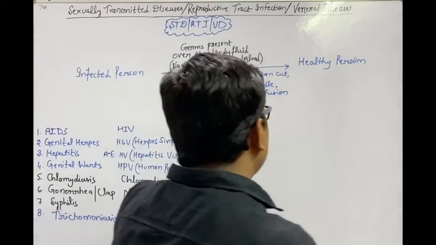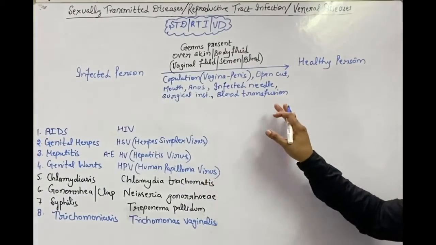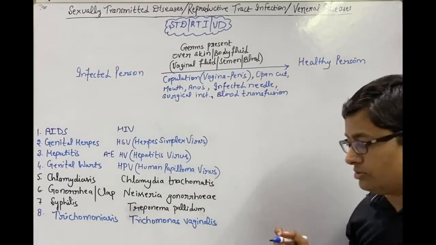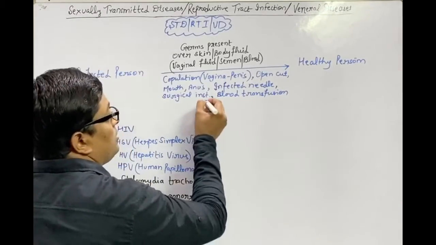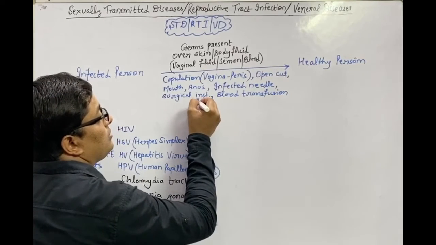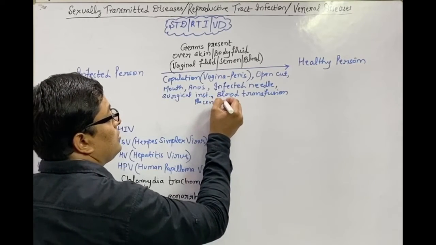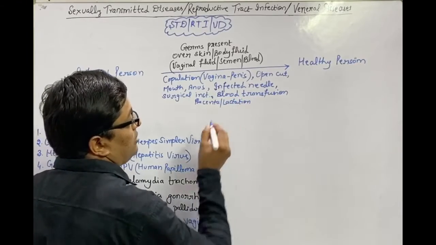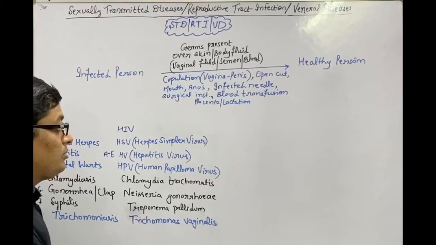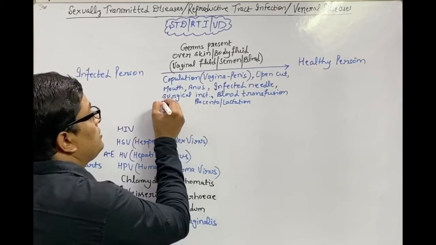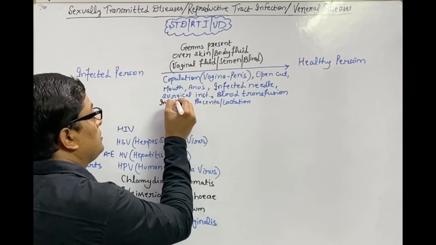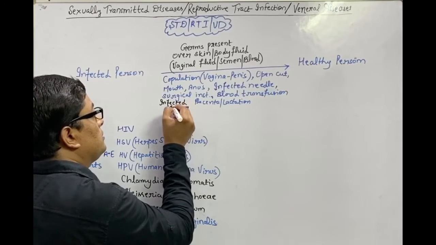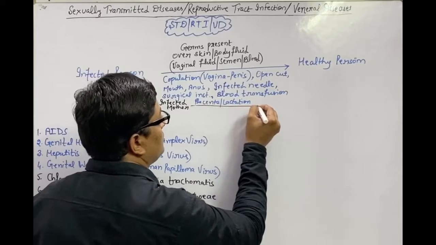The baby can also get the infection from the infected mother through the placenta or lactation. So the placenta or lactation can also transmit the infection from the infected mother to the baby.